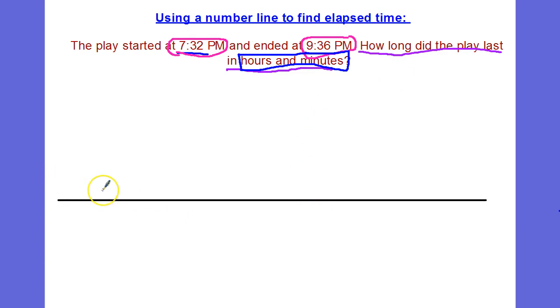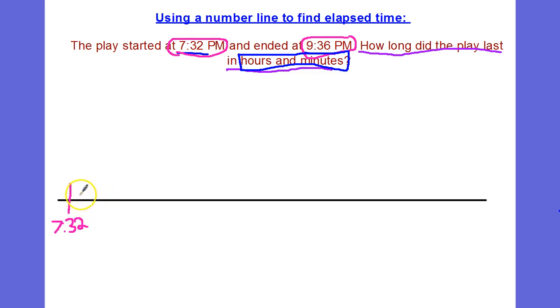Okay, so in order to use a number line to find the elapsed time, you're always going to start off with the beginning time. In this case, it is 7:32 p.m. And if you look here, we're going from p.m. to p.m., so we don't have to worry about going from a.m. to p.m. or p.m. to a.m. So we're going to start off with 7:32, and that's my first mark here on the line. I'm going to write it underneath, because I have to leave room on top for something else.